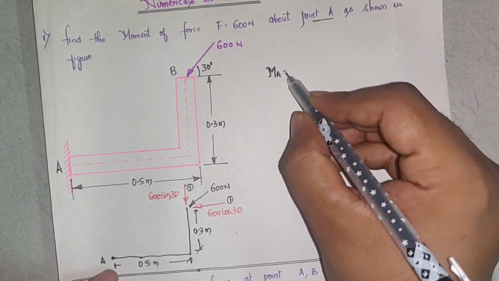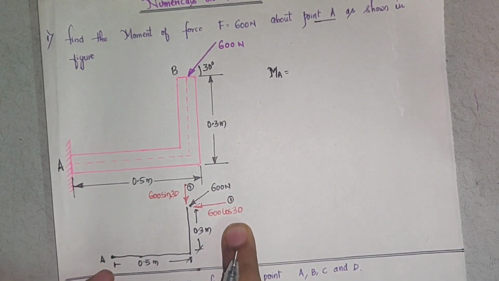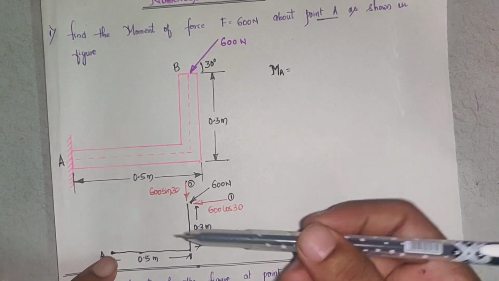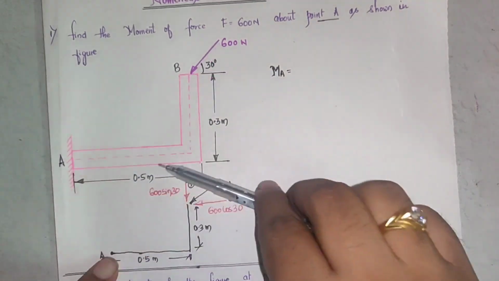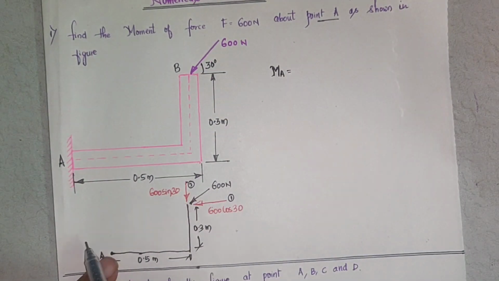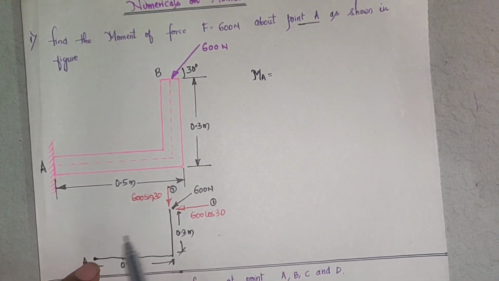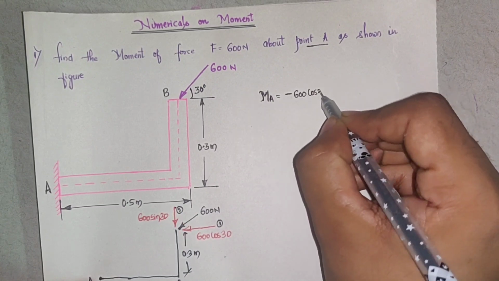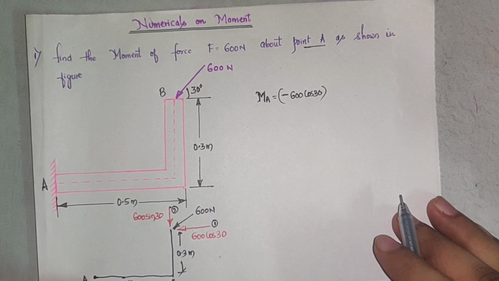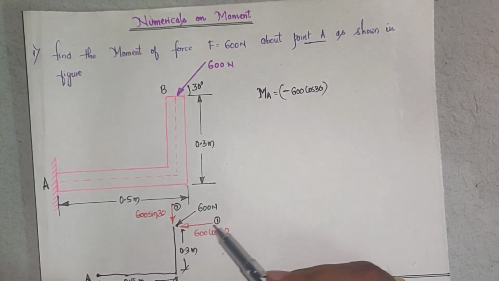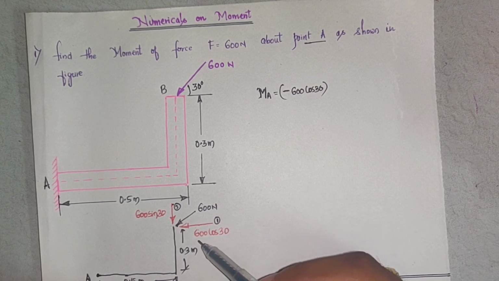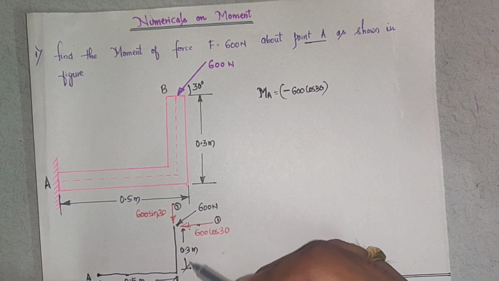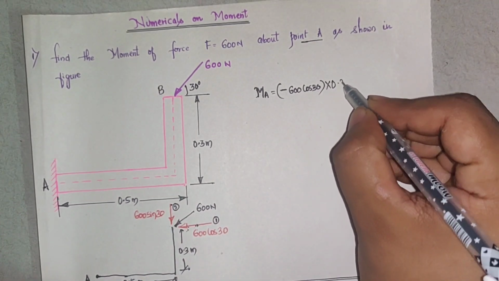So the rotation caused by this force about this point, how will this 600 cos 30 rotate? Point A is here, this force will rotate like this. So this is rotating anti-clockwise. Anti-clockwise means it is minus 600 cos 30, the force, into the perpendicular distance of this force about point A. Force is here, point A is here. What is the distance of this force about point A? It is 0.3. So multiply with 0.3.